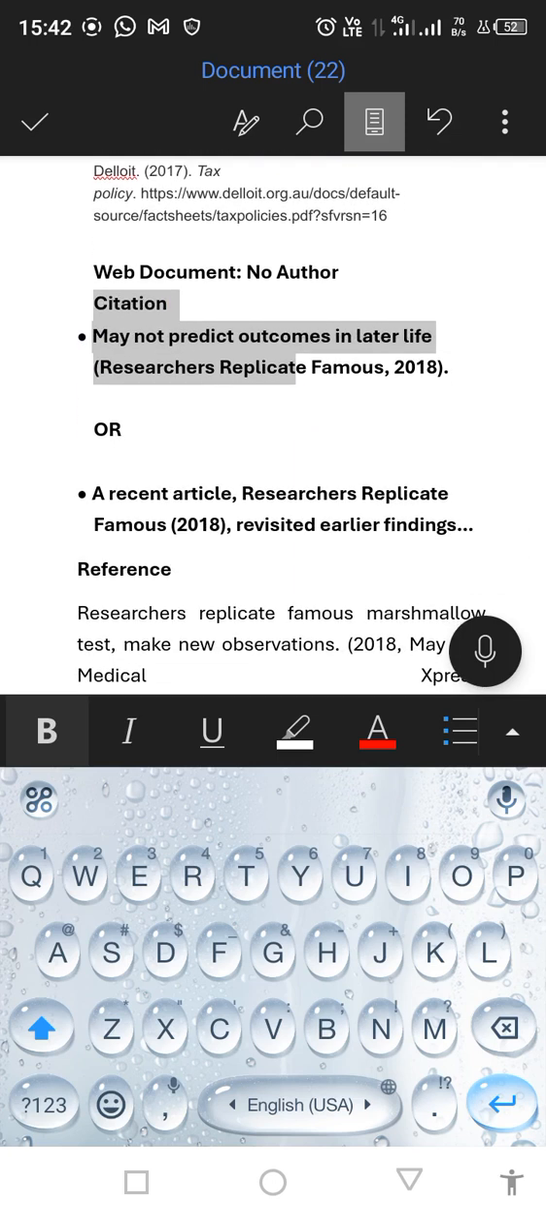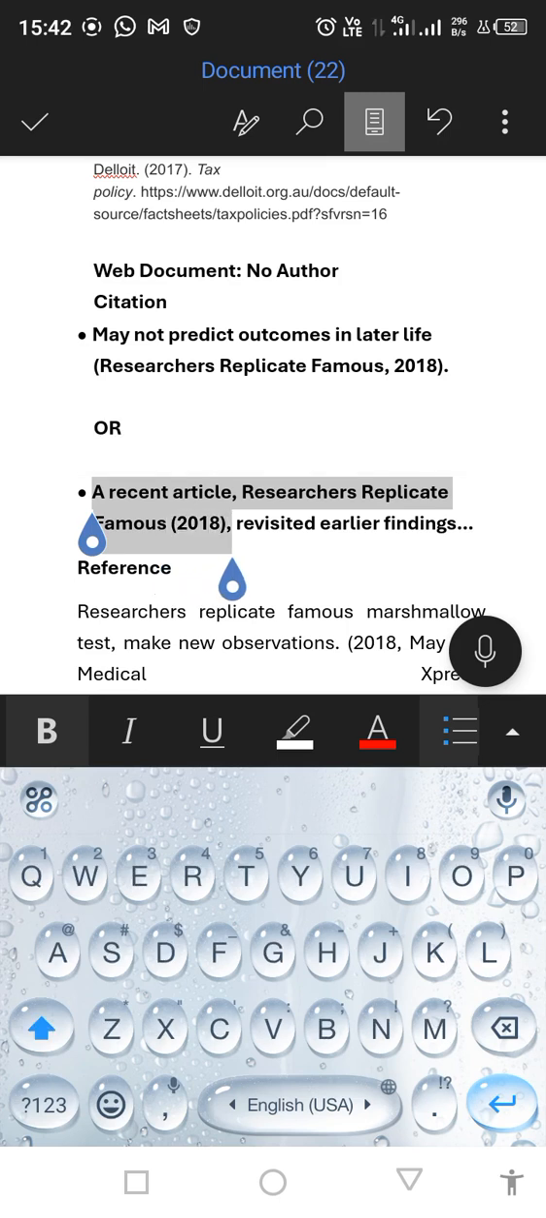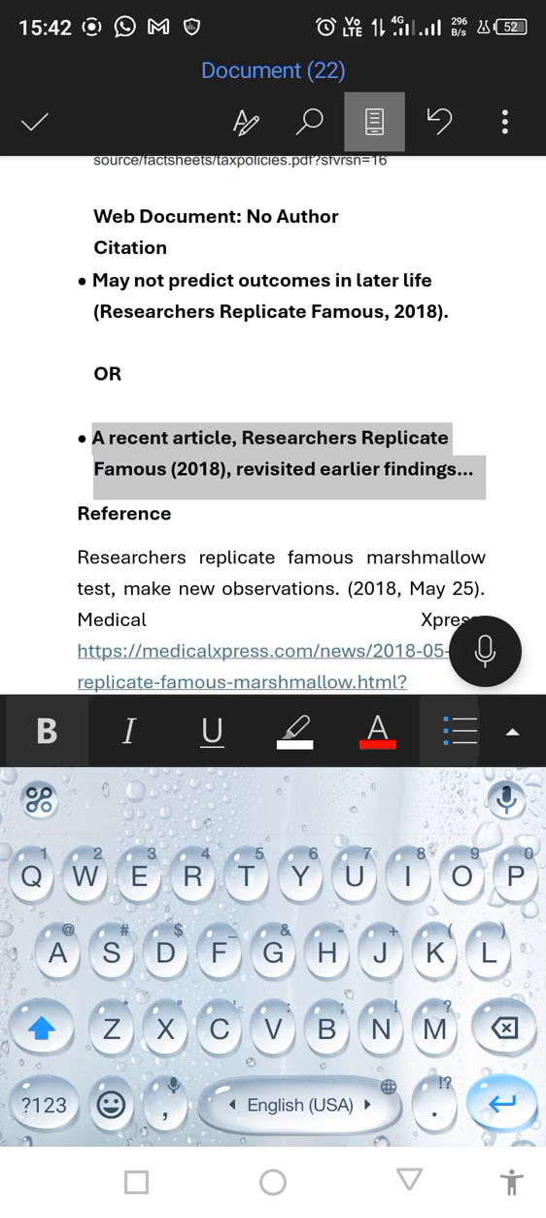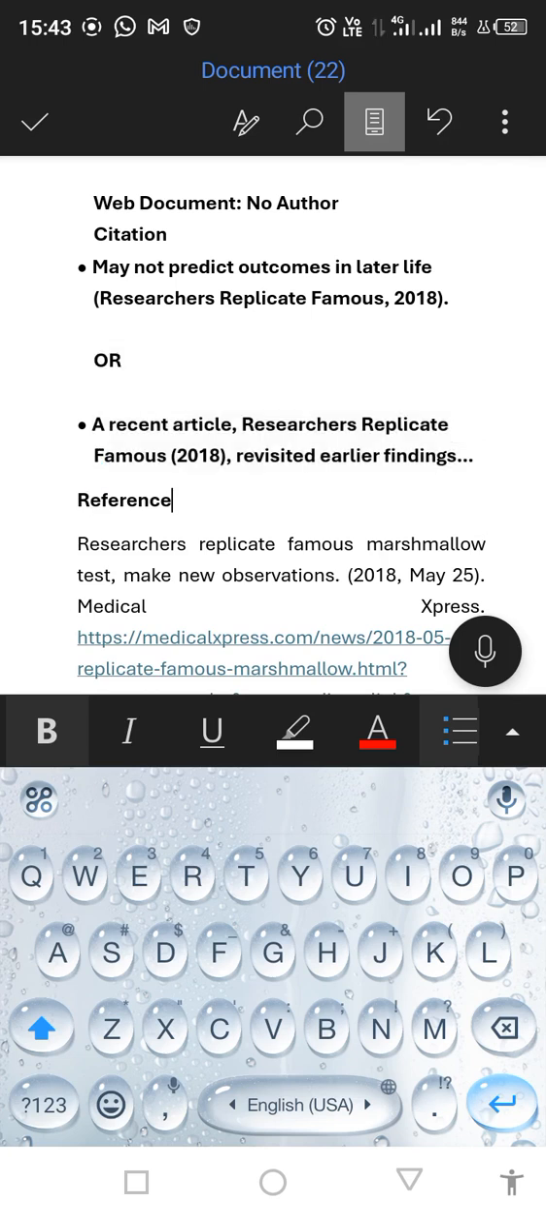Now, if citing at the beginning of a statement, like we established in our previous video on citation, how do we do it? Like I said, the title of that web document. For instance, now we are citing at the beginning of a statement. What we have here: a recent article, researchers replicate famous 2018, revisited earlier findings, whatever, 2018. Now, how do we reference it?